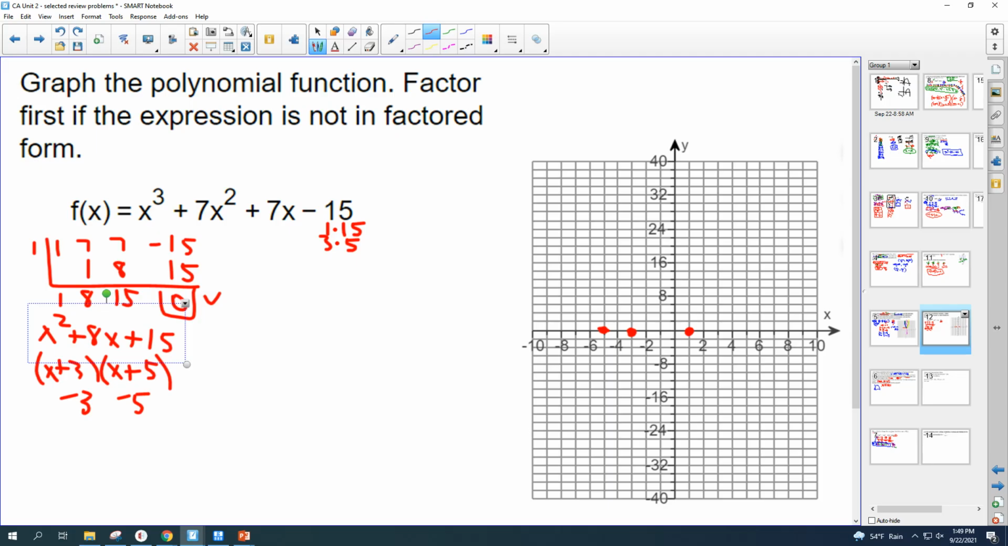Factor first if the expression is not in factored form. So again, if you have to factor it, factored form, that's coming from a factor of x minus 1. That's factored form. But factored form is good for finding those zeros, and the zeros are going to show up as the x-intercepts on the graph.